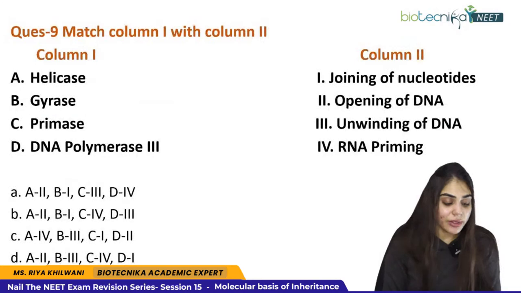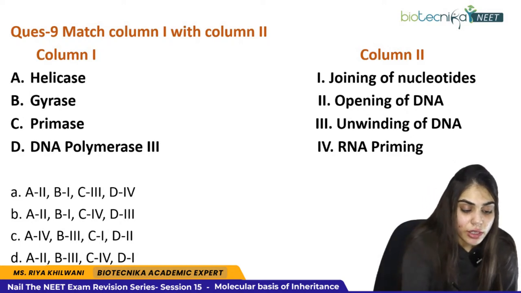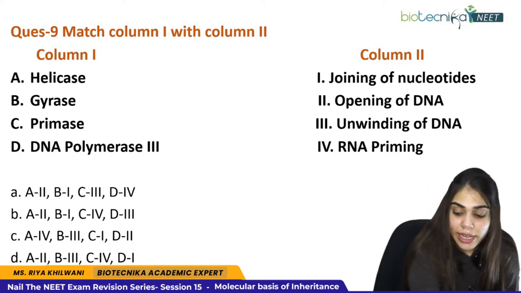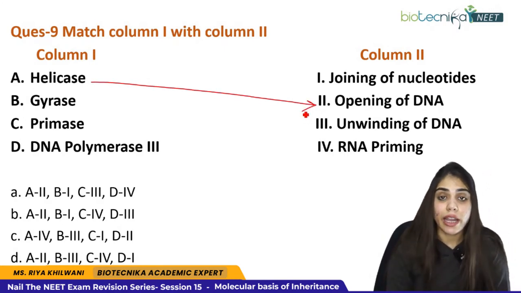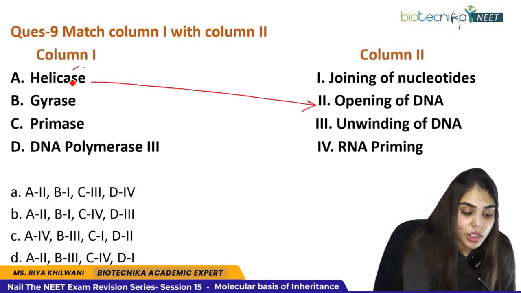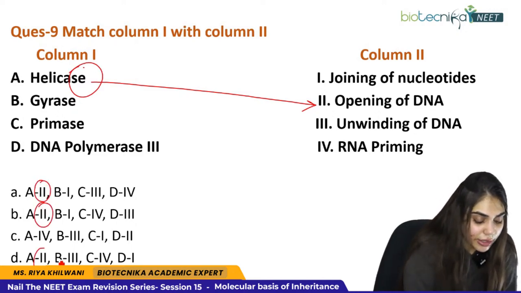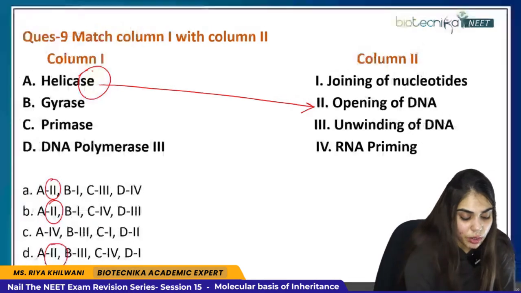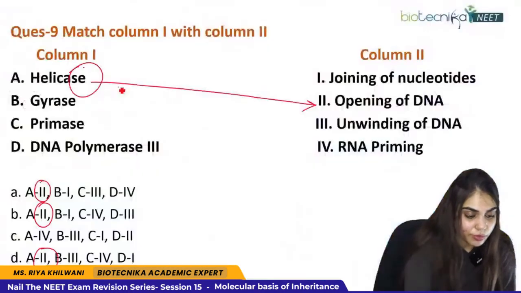So you have the rest of the questions here. We'll deal with one more question, enzyme functions, very quickly. So what will be the option for helicase? Helicase matches with opening of DNA because it breaks the hydrogen bonds. So you have to match option A with 2. Option A with 2 is there in three options, so just omit option number 3. Here you have to omit this option.